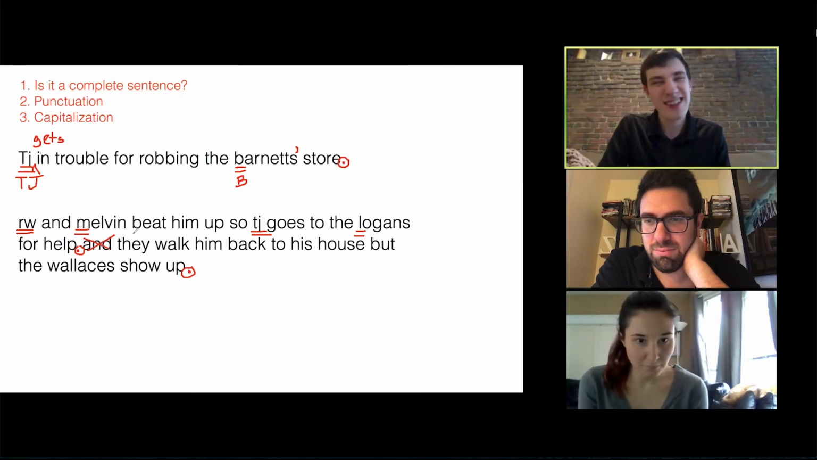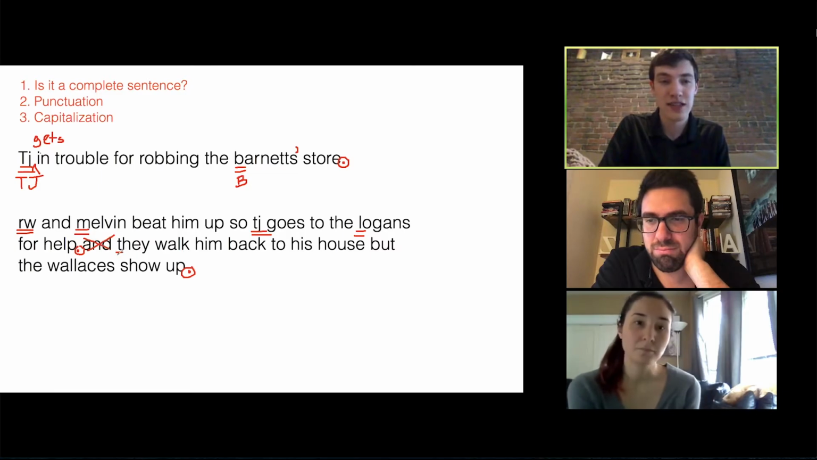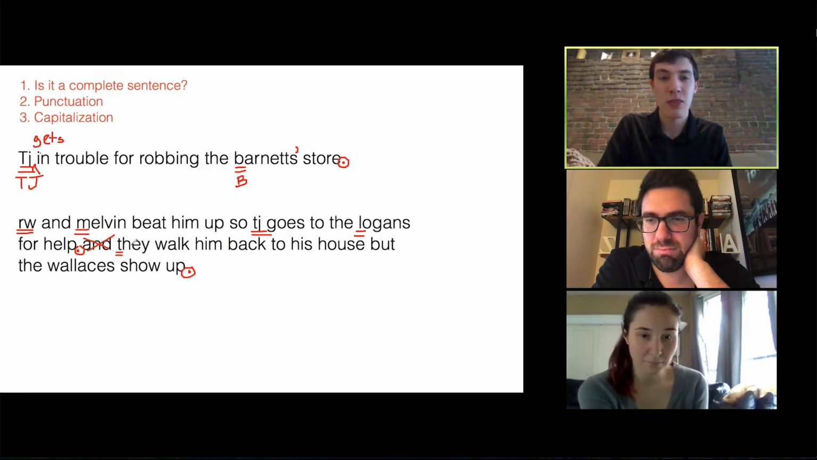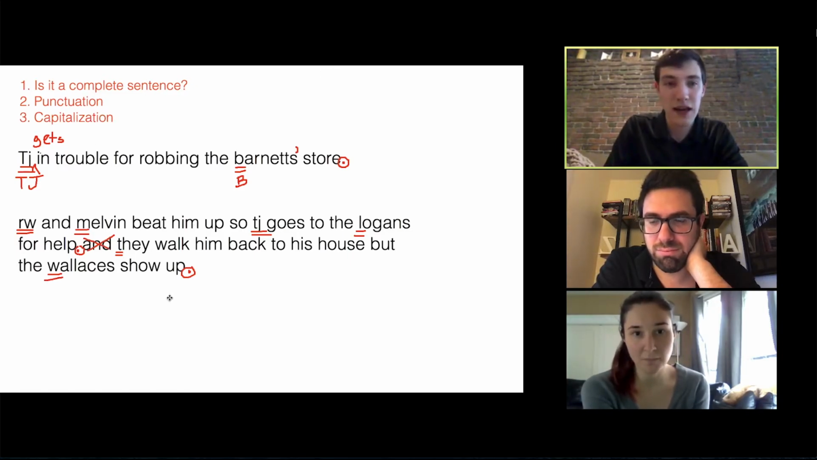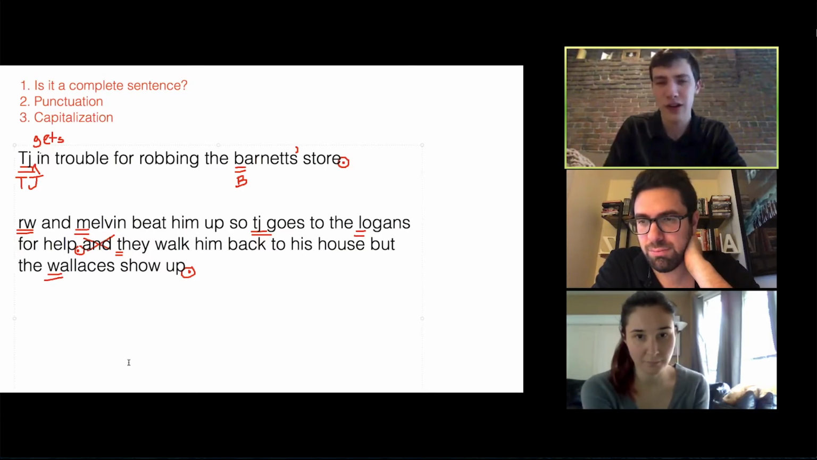Now they, that's not a specific name, it's a pronoun, but it is the start of our second sentence now, so that's going to need to be capitalized as well. They walk him back to his house, but the Wallaces, once again, that's a name there, that's going to need to be capitalized. All right, so by going through this series of 3 steps, I've made my run-on sentence with way too many ideas a lot easier for my reader to understand.